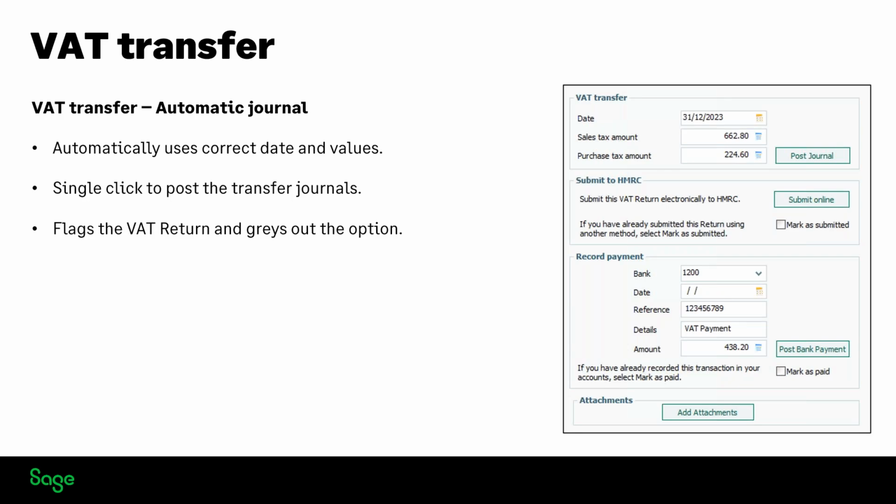It's the top option on step 3 of the VAT return wizard. So it'll automatically use the correct date, use the correct values. It's that single click, so you're going to click on Post Journal, and it'll also flag the VAT return as well to say, right, actually you've done that VAT transfer option. So nice and easy. Right, let me share my screen and quickly show you what that looks like.